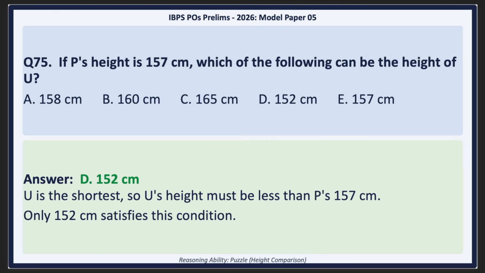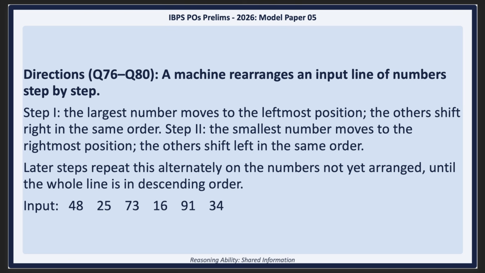Perfectly done. Now that we've mastered organizing physical spaces and heights, let's see what happens when the exam strips away the physical world. Let's pivot to pure abstract rules for questions 76 through 80. The machine input-output problem. Yeah, these can feel incredibly daunting because they just throw a string of numbers at you. The input line is 48, 25, 73, 16, 91, 34. The machine rearranges them step by step.